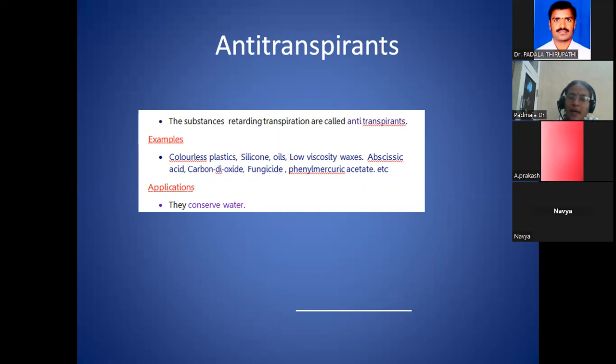The substances retarding transpiration are called antitranspirants. That means the transpiration process is stopped by some substances. Those substances are called antitranspirants. For example, colorless plastics or low viscosity waxes, abscisic acid, carbon dioxide, fungicides, or phenyl mercuric acetate are considered antitranspirants. And among these, the hormone is abscisic acid. By applying these antitranspirants on the plants, we can conserve water. We can also protect the plants from wilting in high intensity sunlight.